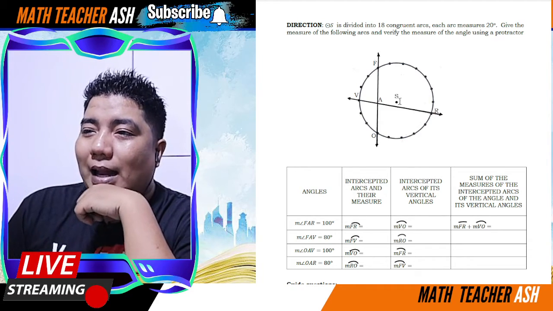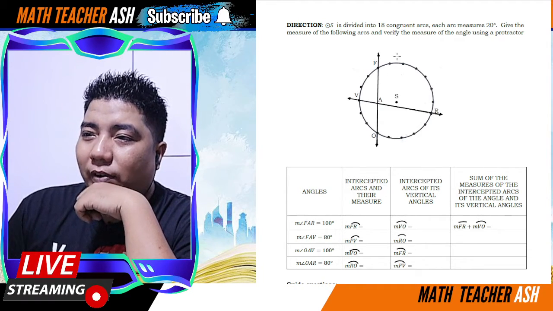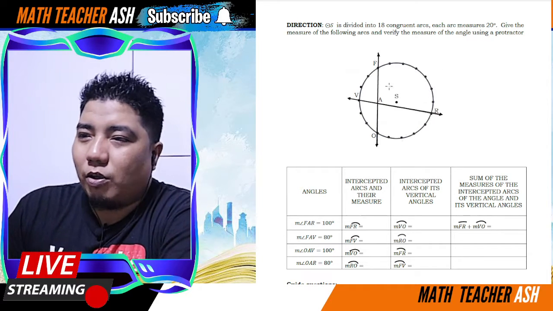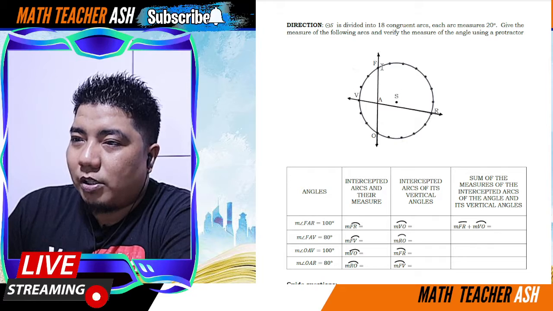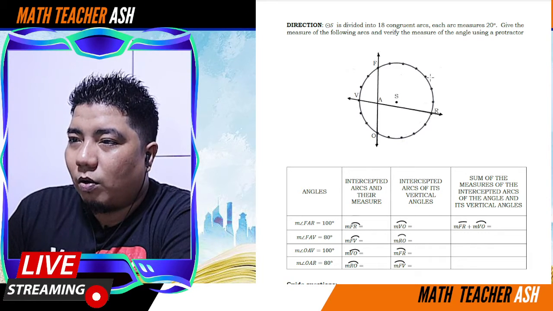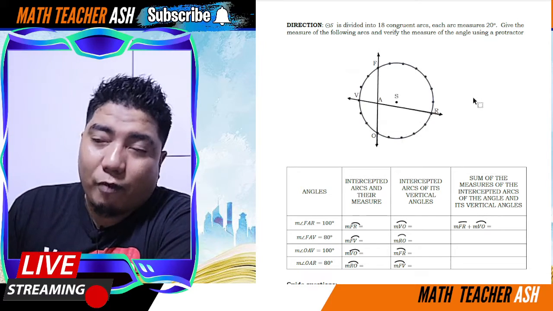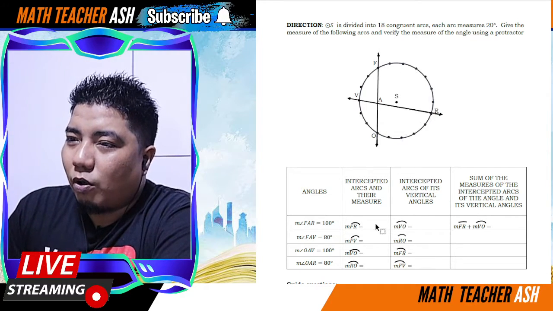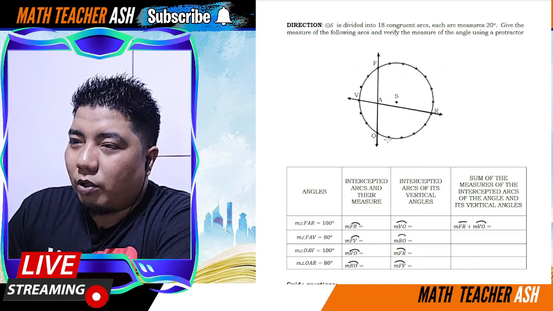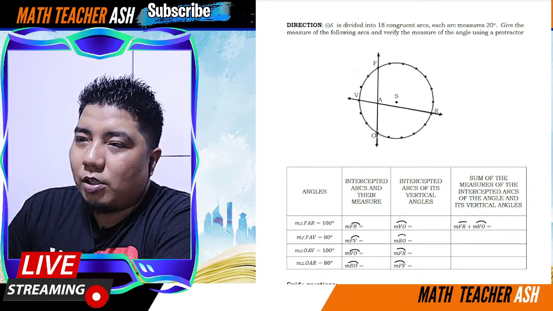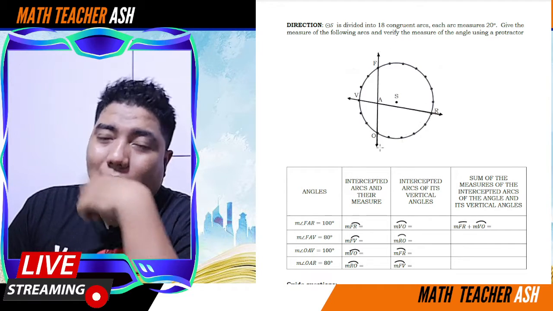So paano natin malalaman? Ito na yon. Ito yung given, yung statement kanina na each arc measures 20 degrees. So if this is 100, of course ito, 1, 2, 3, 4, 5, 6, 7. So pitong 20, that is 140 degrees. So ano naman ang VO? So, VO, ito yon. So, we have 1, 2, 3. So, tatlong 20, that is 60.